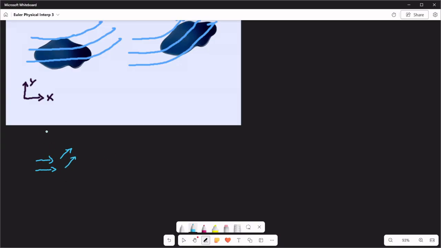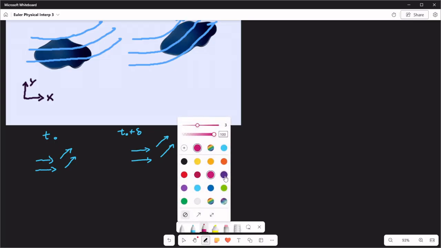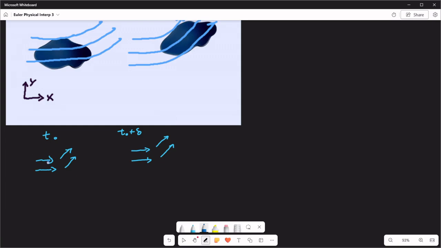And this is going to be T naught. And then at some later time, the flow lines should still be essentially the same. So this is at T naught plus a short time later, a small delta time later. And inside these flow lines, there's going to be a point that's basically being tracked. So that point starts out somewhere there, and then at a later time, it's somewhere over here.